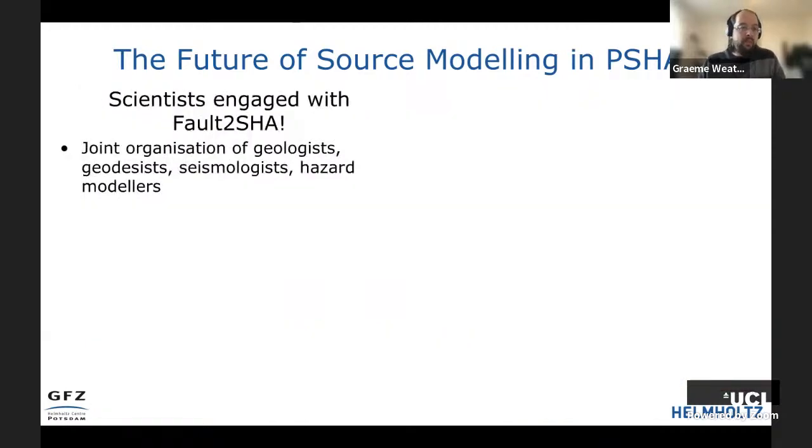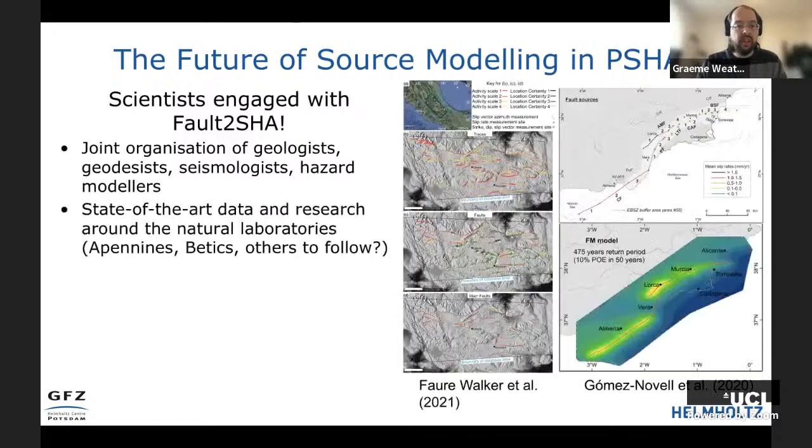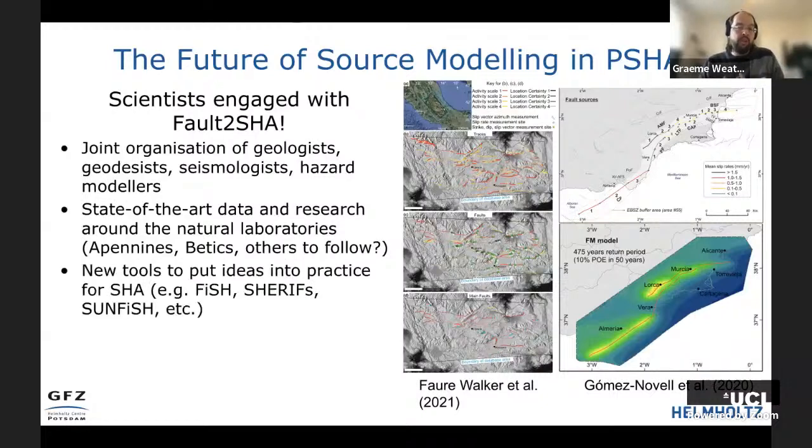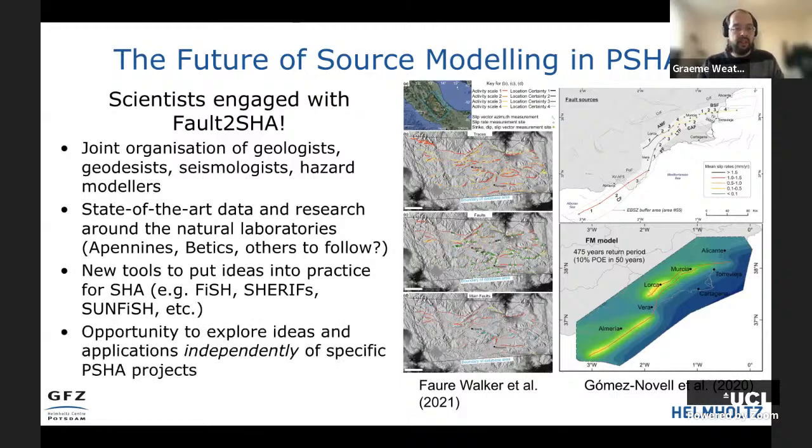Another way in which we can look at how seismic source modeling may go in the future is to look at the role that Fault2SHA can play in this. And I'd say this is something not to be underestimated. It's a large organization now. It has a joint organization of geologists, geodesists, seismologists, and hazard modelers. It's producing state-of-the-art data and research around the natural laboratories, so the Apennines, Betics, and maybe some others to follow. It's producing tools that are there to put these ideas into practice, such as FiSH, SHERIFS, and SUNFISH, and others. And it's working independently of specific PSHA projects.